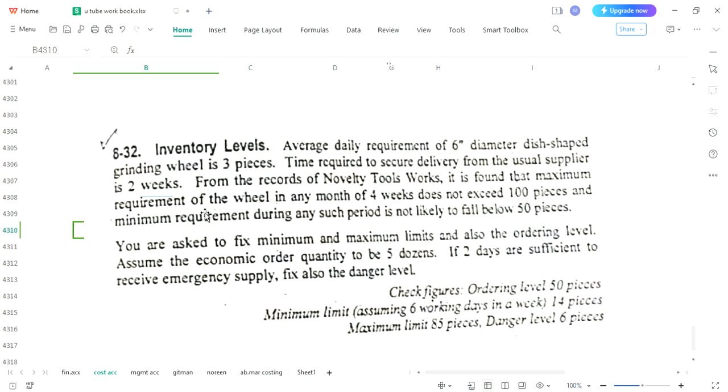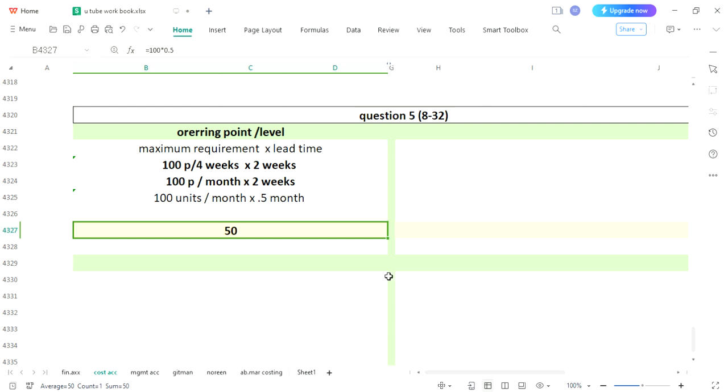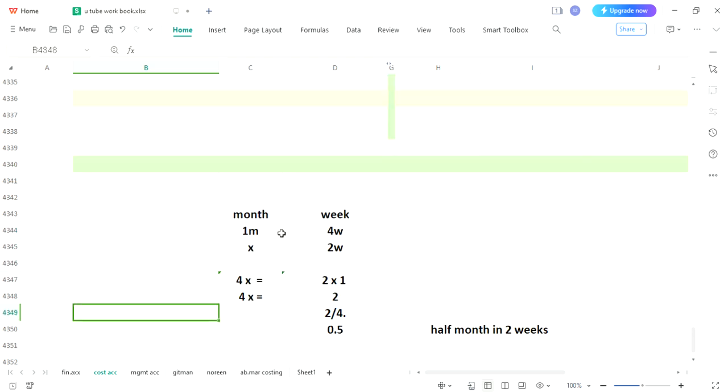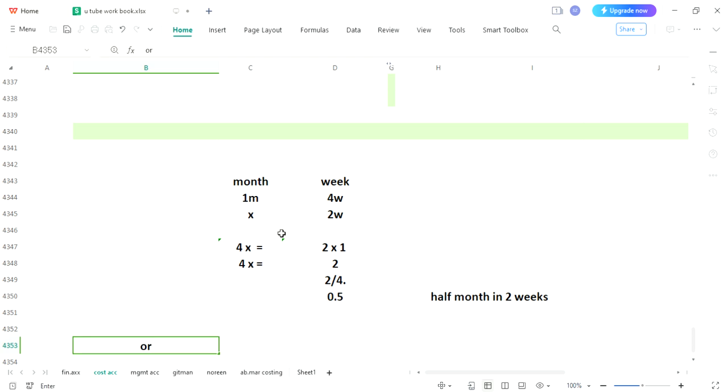Let's check it out. The first requirement was the ordering level, and the answer is 50 pieces, and our answer is also 50 pieces. Let me show you the second alternative method. We can calculate over here. First we will write the ordering point formula, and how we calculate it. Ordering point is the maximum number of units, the maximum requirement, multiplied by the lead time.